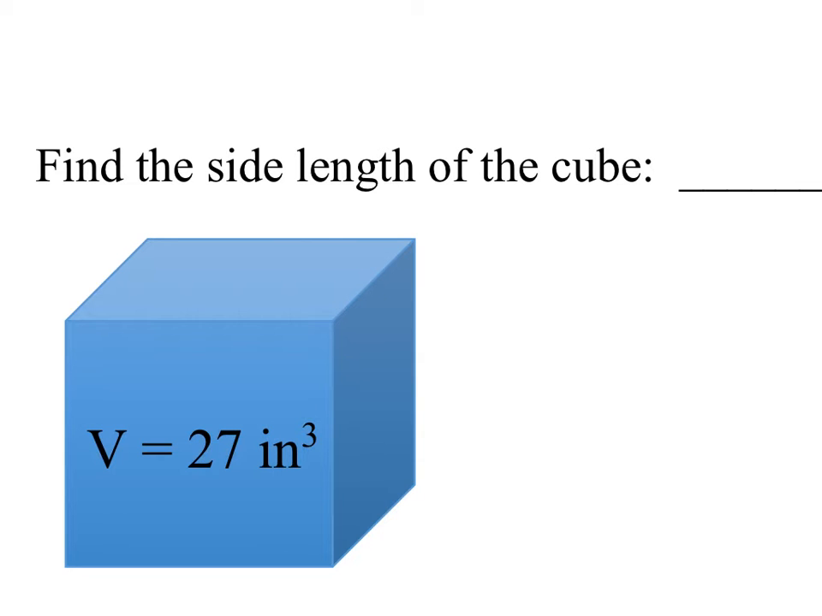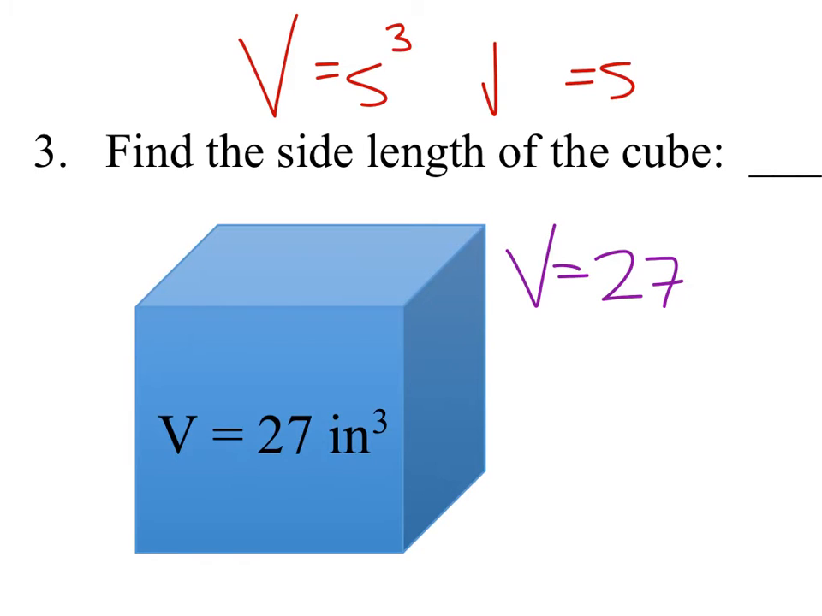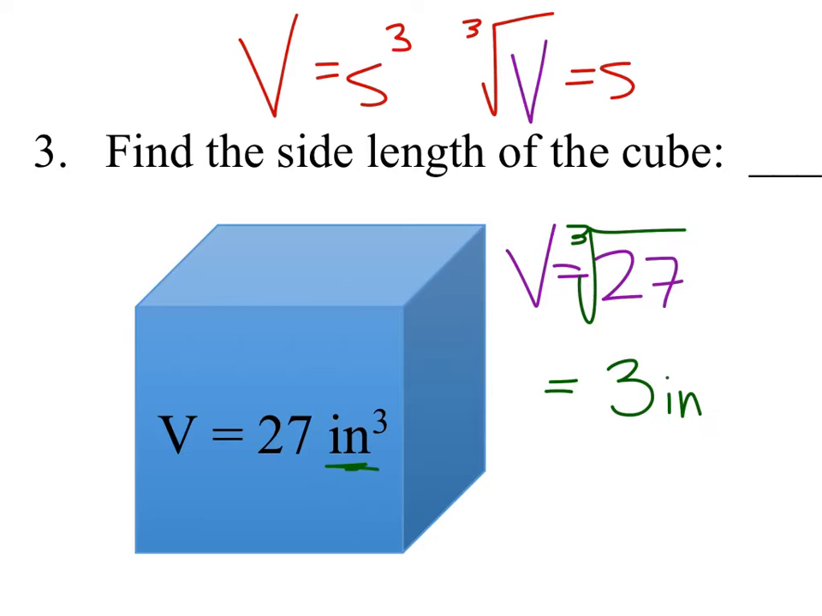All right, so on this one, we need to find the side length of this cube. The volume is 27 inches cubed. If we look back, the volume is the side length cubed, so side length is the cube root of the volume. So on this one, we're just going to take the cube root of the 27, which we should have known from the previous one is 3, but we do need to label this in the inches.